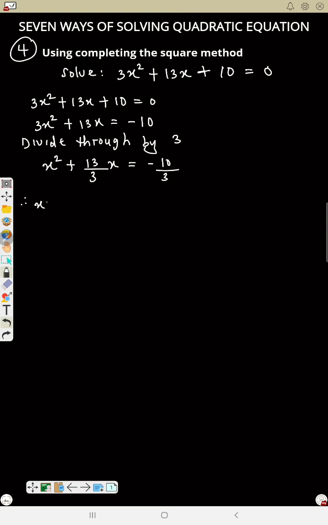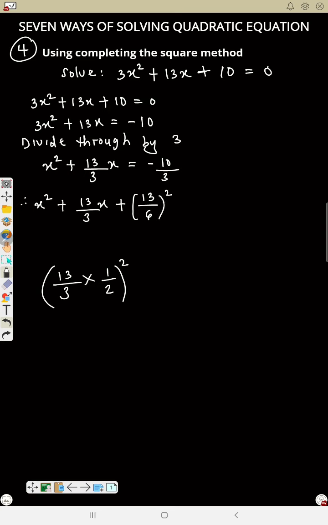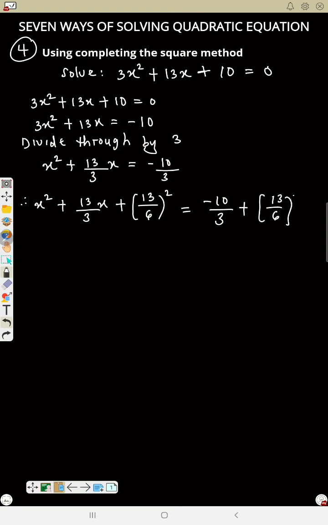So that will be s squared plus 13 over 3s plus, you multiply 13 over 3 times half, square the result. So that will be 13 over 6 raised to power 2. So anything you add to this side, you will add to the other side: 10 over 3 plus 13 over 6 squared.